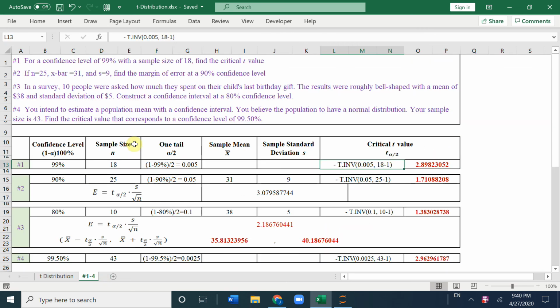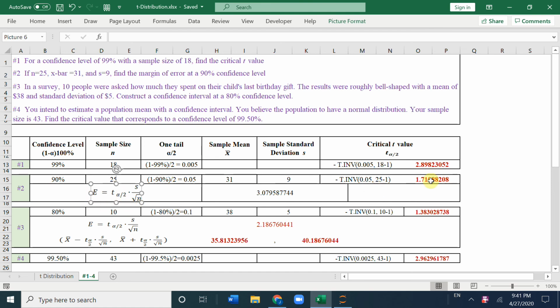Now let's see some examples. For the first one, the confidence level is 99%, so we know that one tail is (1 minus 0.99) divided by 2. Here, you can use a negative and then use this function directly with just half alpha, or if you don't put the negative, you need to change to 1 minus 0.005, that means 0.995, then the degrees of freedom, n minus 1.